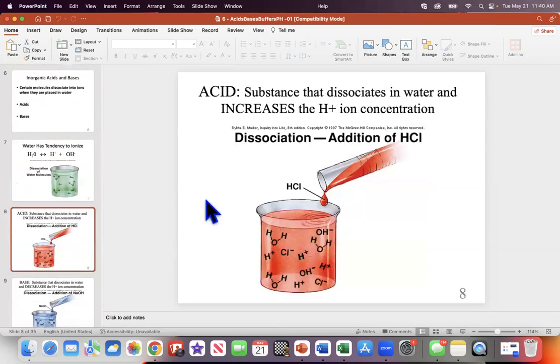But in certain situations, you can have more H plus. Like when you add HCl, hydrochloric acid, it will break the covalent bond and become hydrogen and chloride, and now you have more H plus in this water. We call this solution acid. So acid is when you increase the concentration of hydrogen. That's acid.